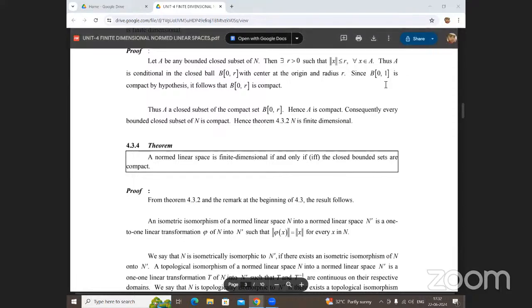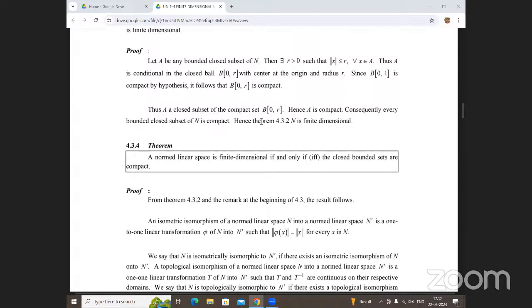So this is a closed bounded set. When it is compact, automatically it is finite dimensional, as in the above theorem. See and refer to the above theorem: A is a closed subset of the compact set capital B of the closed interval 0, R, so A is compact. So the above statement is also given. Sometimes this is also one of the statements: the closed bounded compact set B of 0 and R is finite dimensional in a normed linear space.